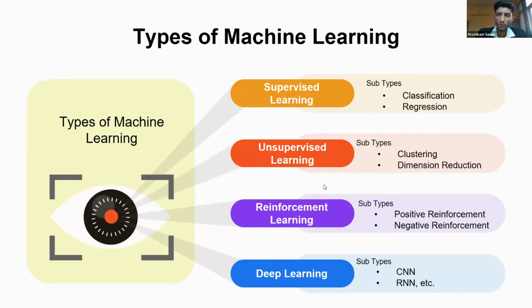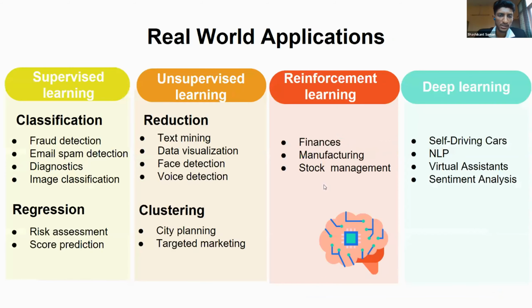And it is incredibly useful to deal with large amounts of data. You can think of it as a way to automate predictive analysis. Here are some applications of the machine learning methods. Supervised learning can be used for classification and regression. That is to say, it can be used for fraud detection or email spam detection.